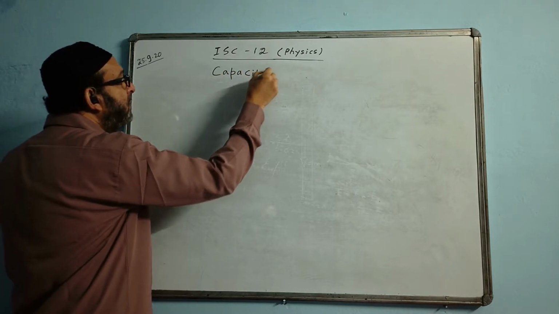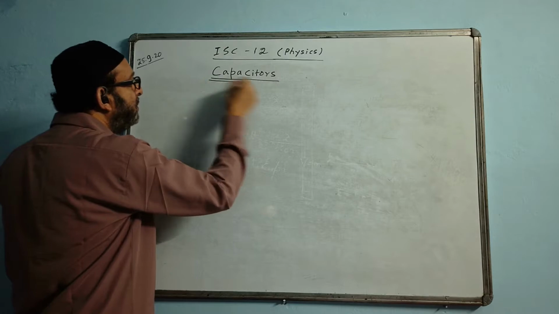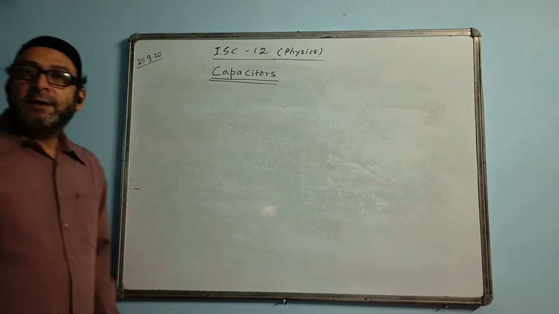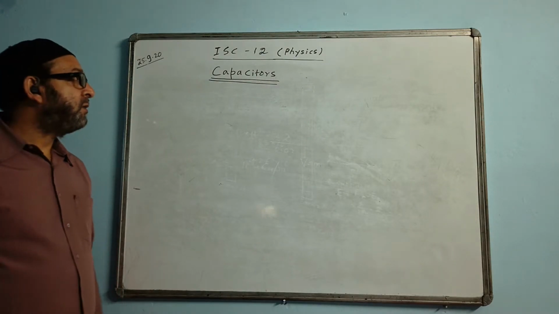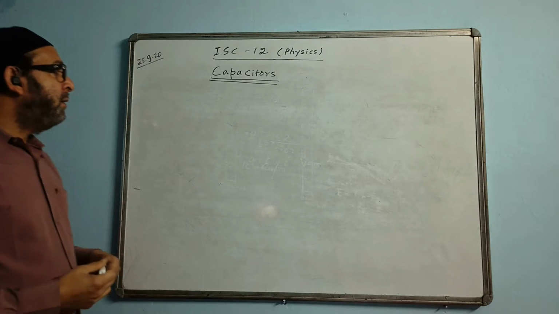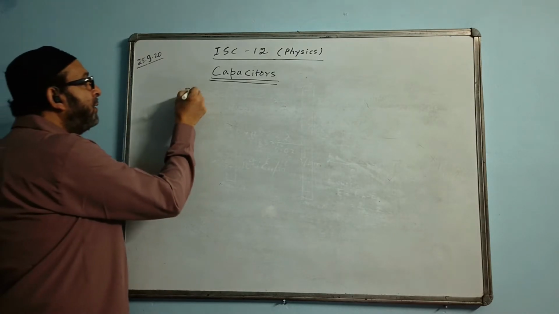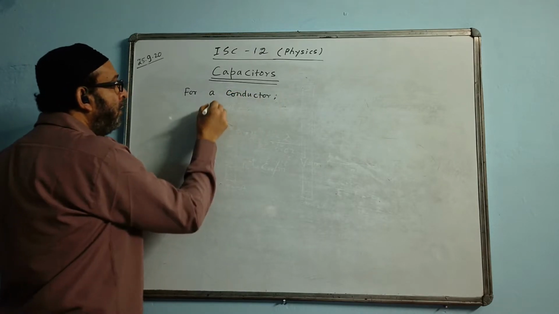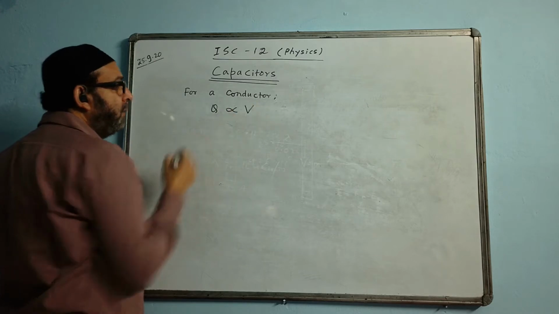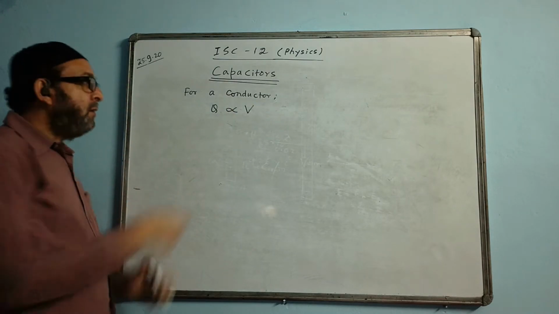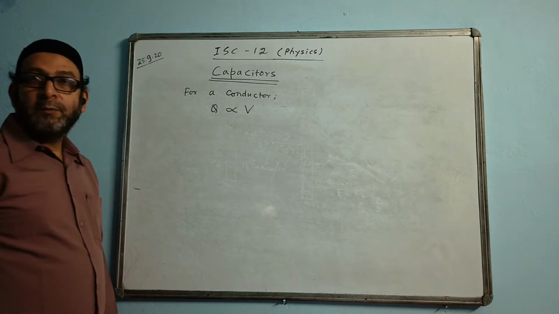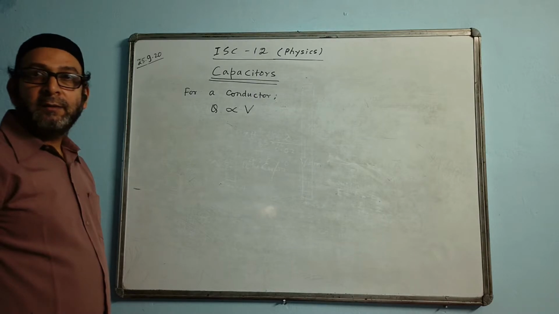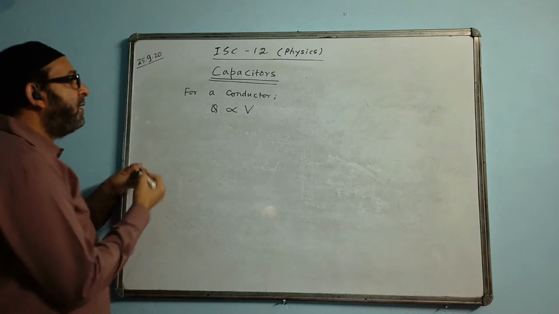Then you will establish the heading now. Next chapter is capacitors. We write, for a conductor, Q is proportional to V. Charge is proportional to the potential, because due to the formula V is equal to KQ by R, charge and V are proportional.